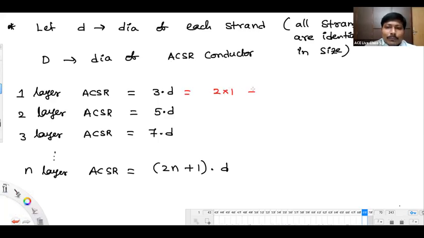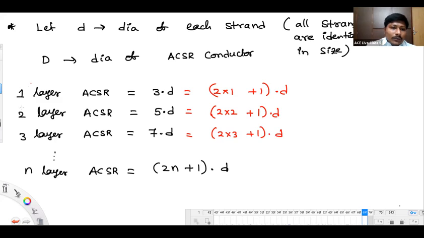2 into 1 plus 1 into small d, 3d. 2 into 2, 4 plus 1, 5 times of d. 2 into 3, 6 plus 1, 7 times of d. So that 1, 2, 3 are layers, number of layers. 2 into 1 plus 1, 2 into 2 plus 1, 2 into 3 plus 1. And n layers in the sense, obviously it is 2 into n plus 1 multiplied with small d.